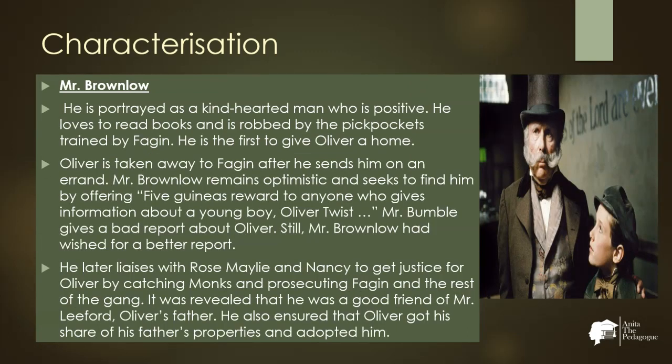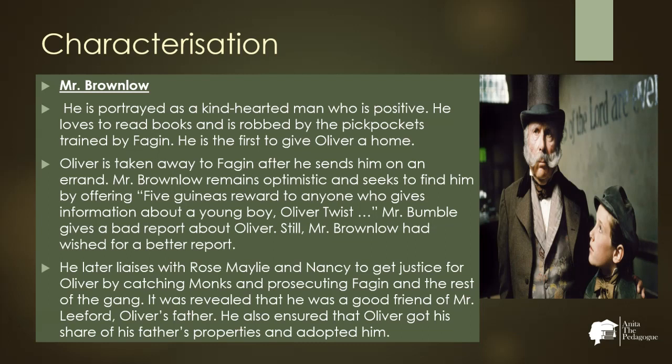Mr. Brownlow. He is portrayed as a kind-hearted man who is positive. He loves to read books and is robbed by the pickpockets trained by Fagin. He is the first to give Oliver a home. Oliver is taken away to Fagin after he sends him on an errand to the bookshop. Mr. Brownlow remains optimistic and seeks to find him by offering 5 guineas reward to anyone who gives information about a young boy, Oliver Twist.